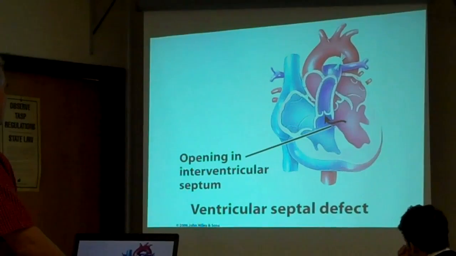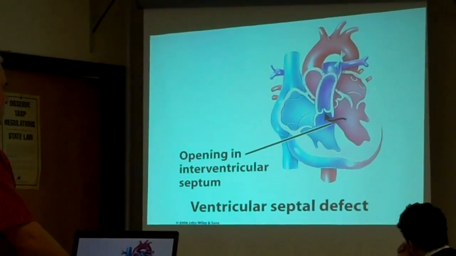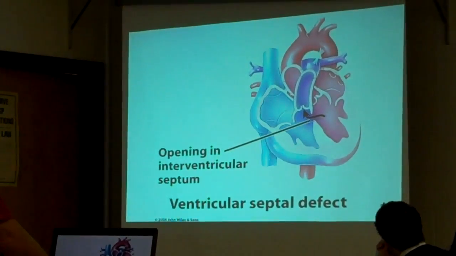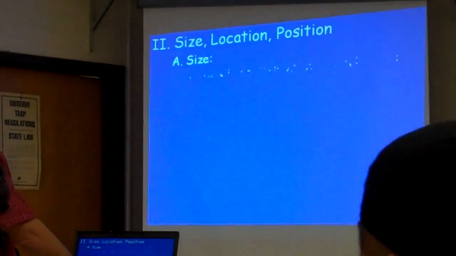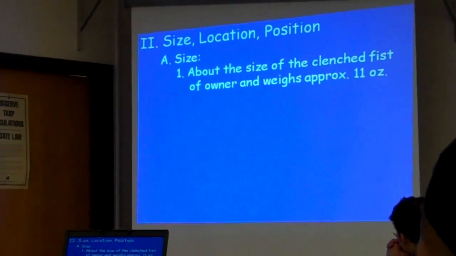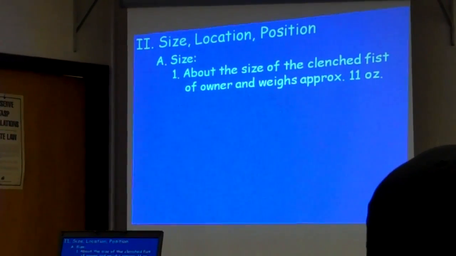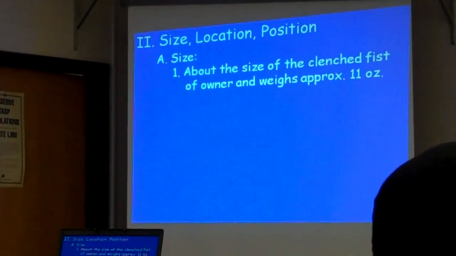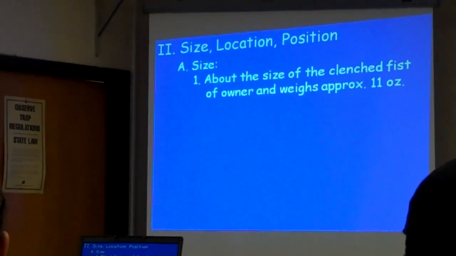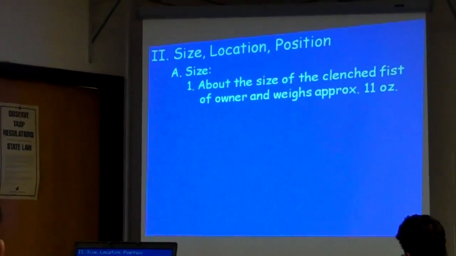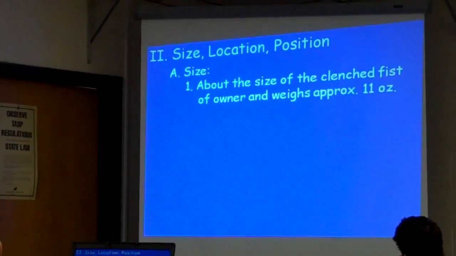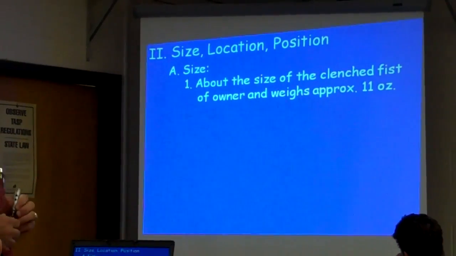Now there is a ventricular septal defect right there. Again, now all this here, size, location, position, there's nothing really to do about it. All right. Our heart weighs about 11 ounces. That's not a whole lot, is it? About 11 ounces. That's not even a pound.